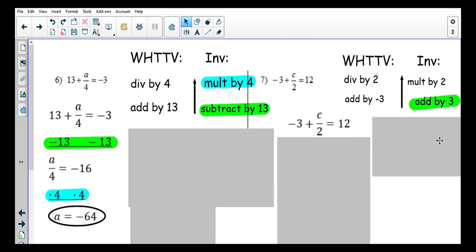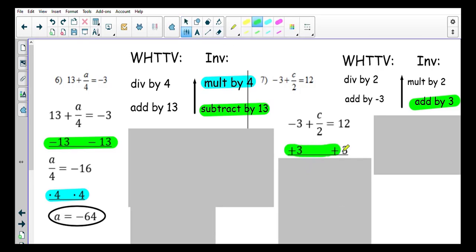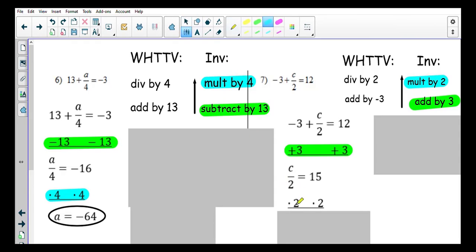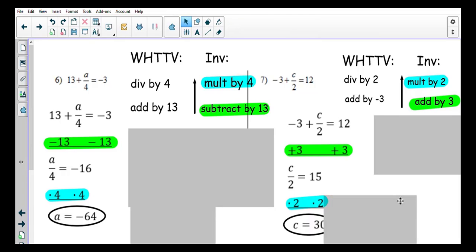Let me move this out of the way. Add 3 on the left and on the right. It's going to cancel out on the left to leave you with c over 2. 12 plus 3, of course, is 15. We now want to multiply both sides by 2. So let's go ahead and do that. Whoop, almost gave you the answer there. We're going to be left with c on the left-hand side. And of course, 15 times 2 is 30 for our solution.